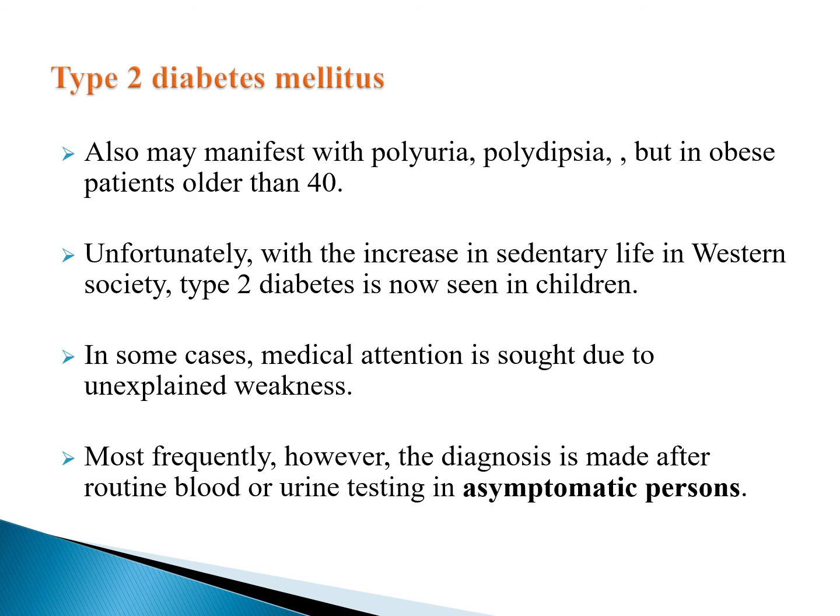Unfortunately, with the increase in the sedentary lifestyles in Western societies, type 2 diabetes is now being diagnosed even in children. So not all cases of childhood diabetes are type 1 diabetes, especially if the patient is obese. In some cases, medical attention is sought due to unexplained weakness. Sometimes the disease has no symptoms but only general fatigue or weakness. And most frequently, the diagnosis is made after a routine blood or urine testing in an asymptomatic person.